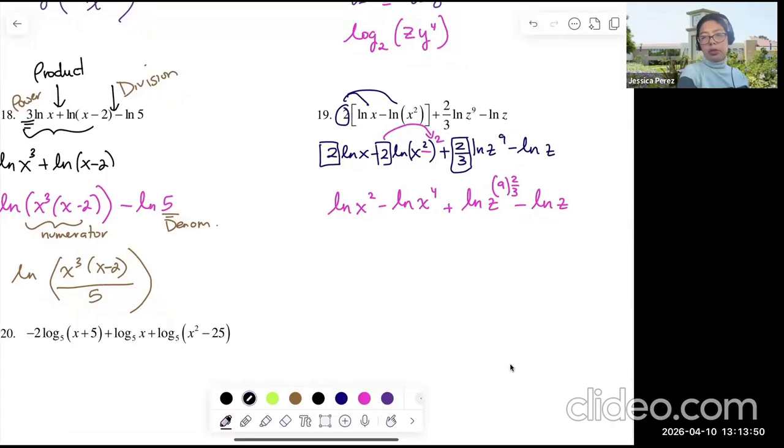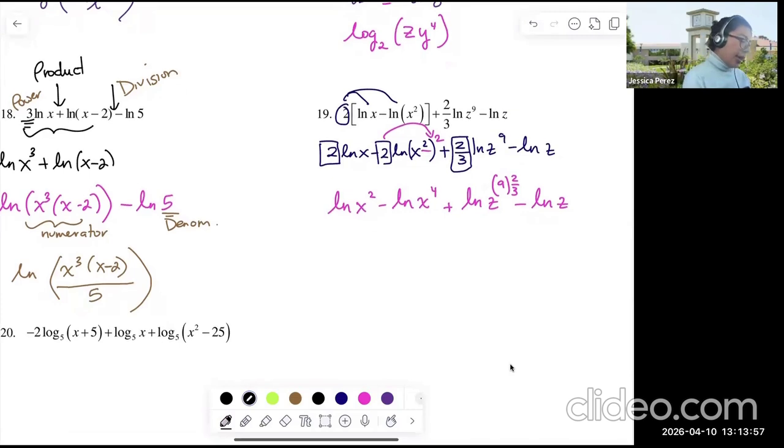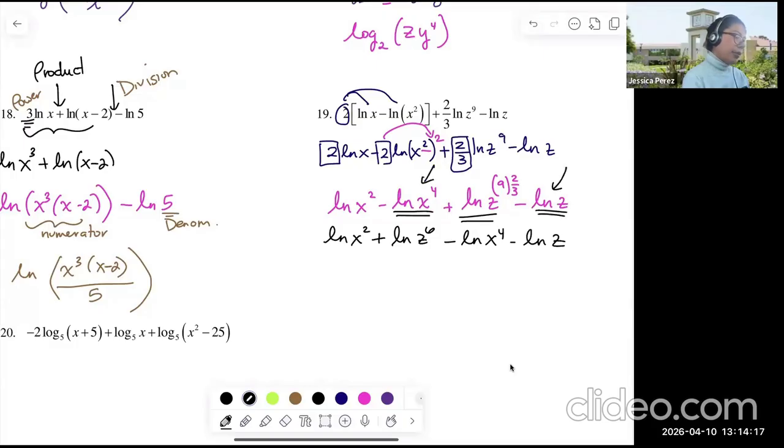Now I'm going to use the fact that I have an ln of x squared and then a plus. I'm going to combine them, ln of z. Well, I have 18 over 3, which is 6. And then I'm going to combine the minus ln of x to the fourth minus ln of z. So I'm going to rewrite it, the minuses together. So notice that I combined the minus ln of x to the fourth and minus ln of z.